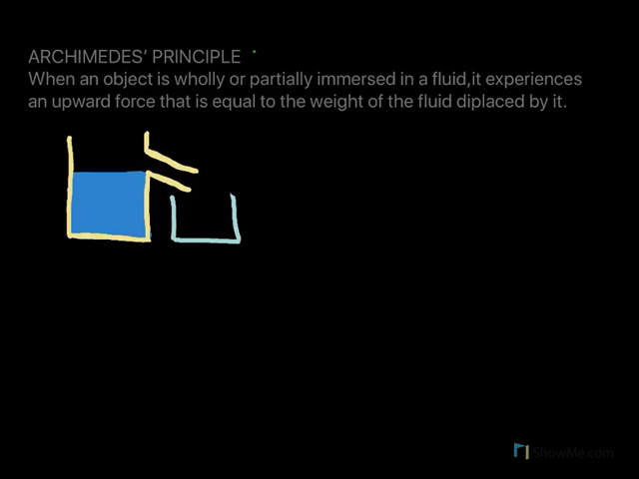Archimedes principle. Archimedes principle gives us the magnitude of this buoyant force. It tells us exactly how much is the buoyant force when an object is immersed in a fluid. Let's read it. When an object is wholly or partially immersed in a fluid, it experiences an upward force that is equal to the weight of the fluid displaced.